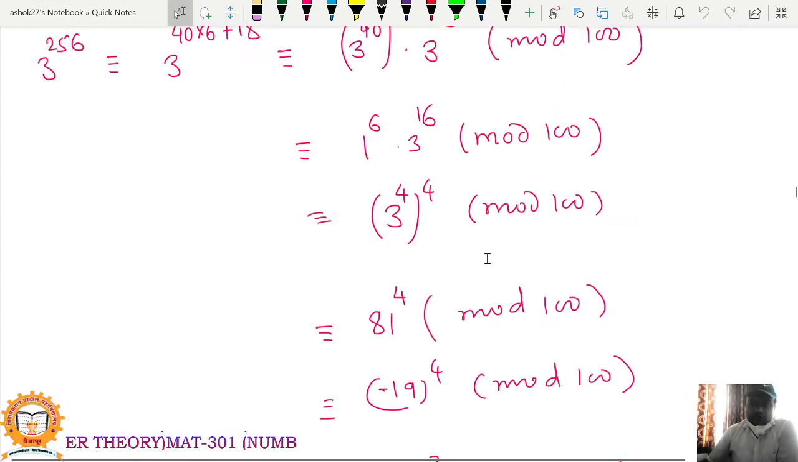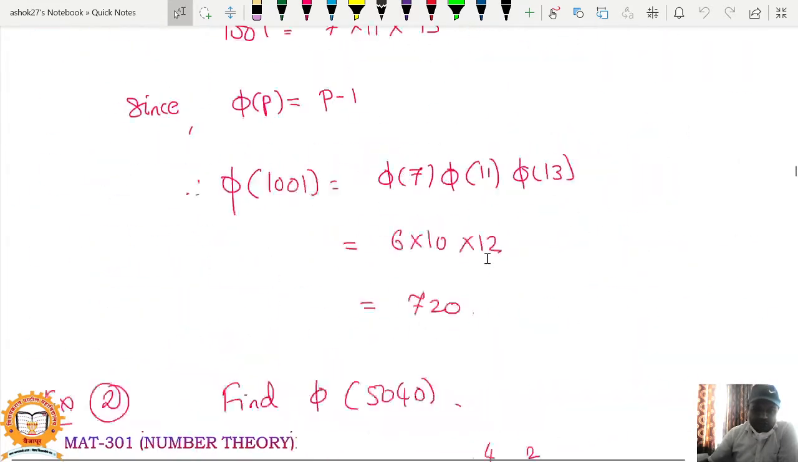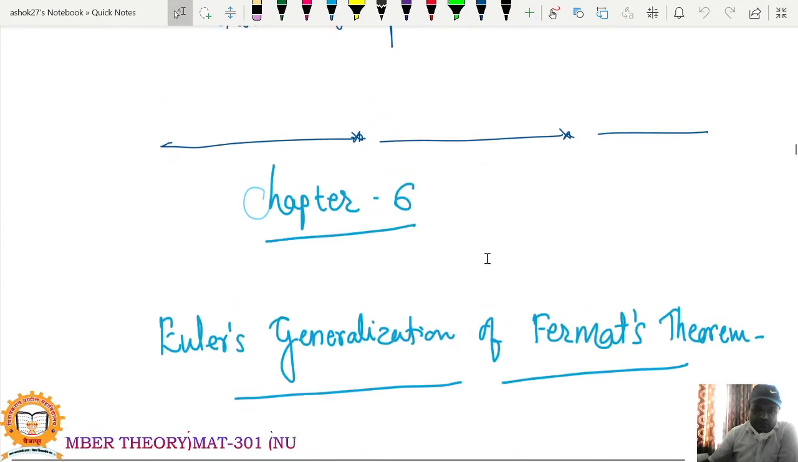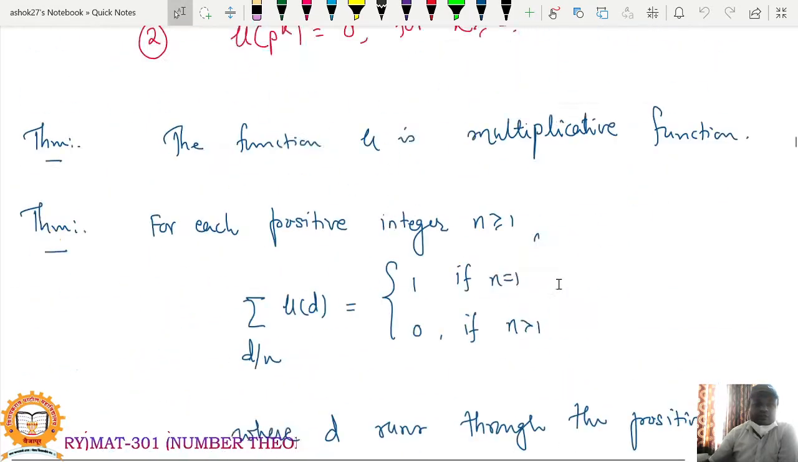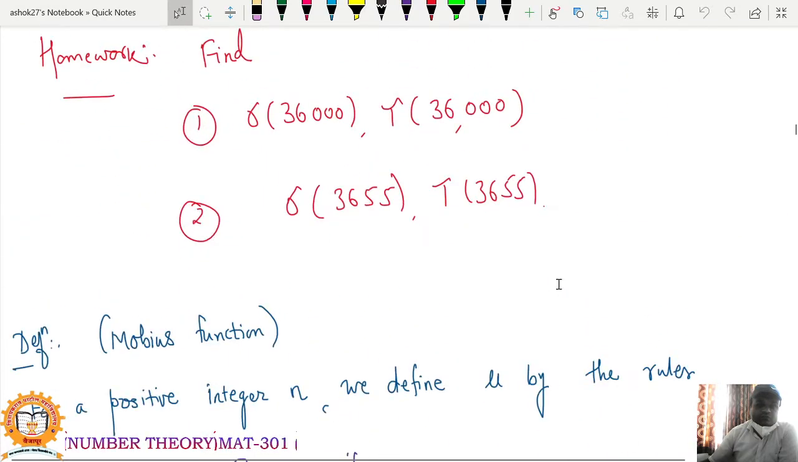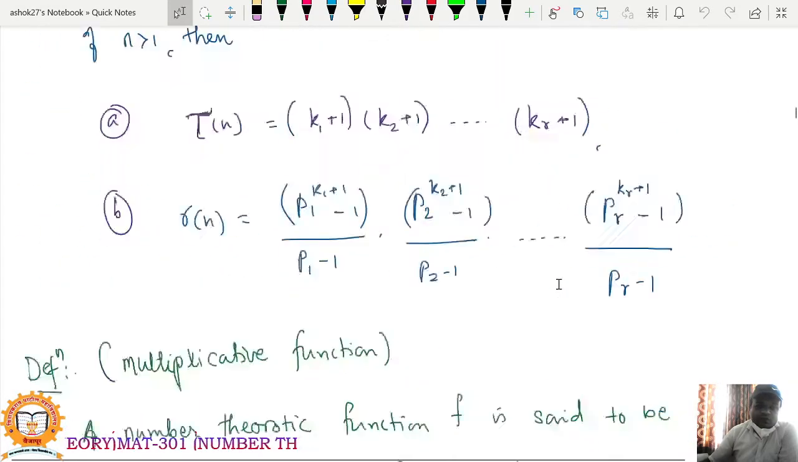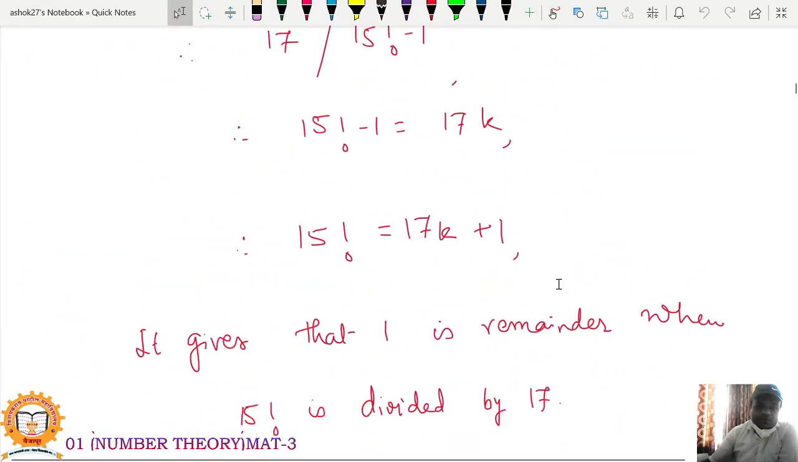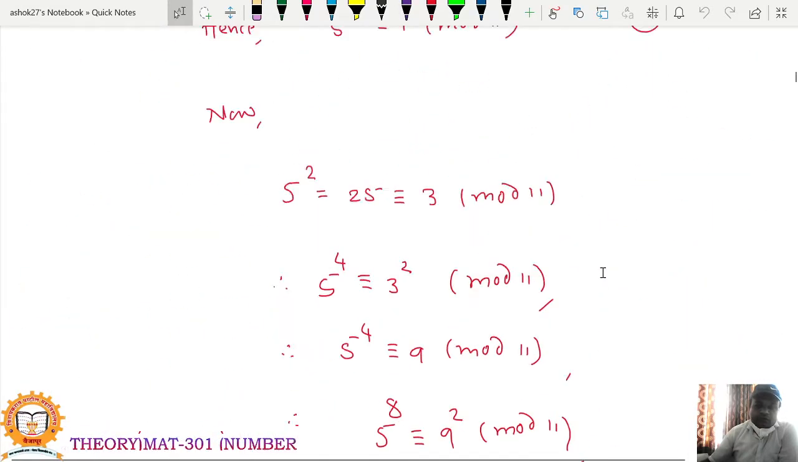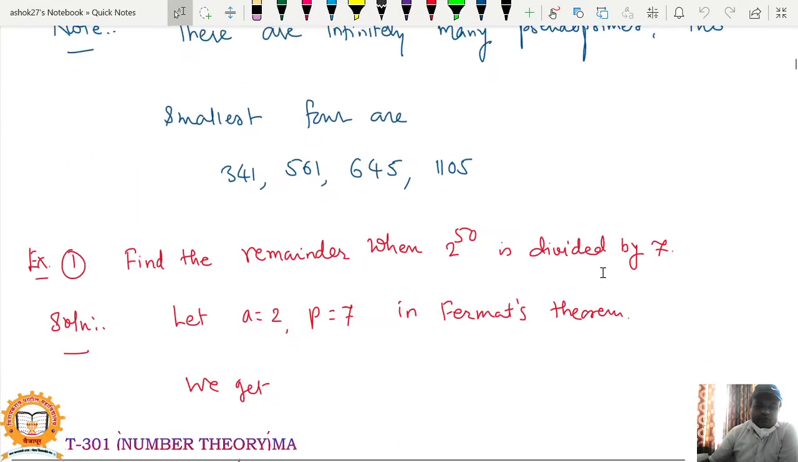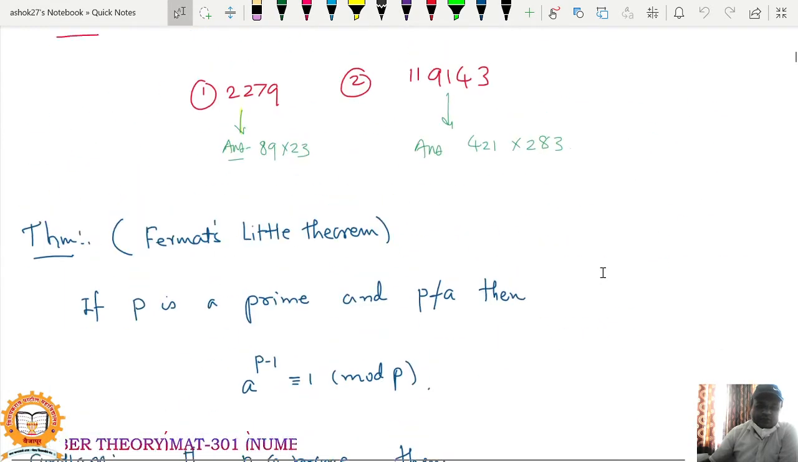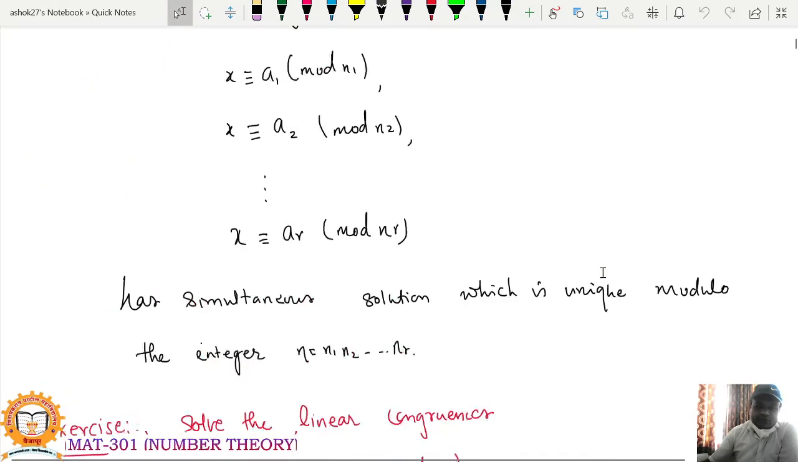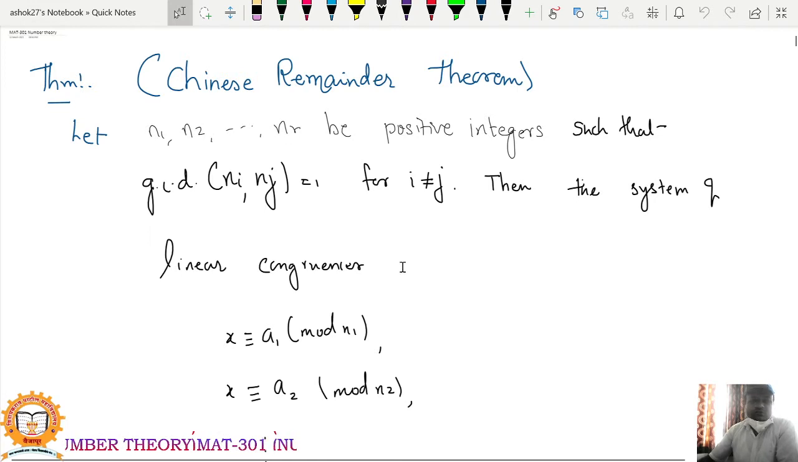So let's start the final lecture of number theory. In this lecture, we will see the remaining syllabus in short. Already we have seen the fundamental theorem of arithmetic, then linear congruences, and the congruence relation. Up to the Chinese remainder theorem we have seen in offline mode. So next is the Chinese remainder theorem.